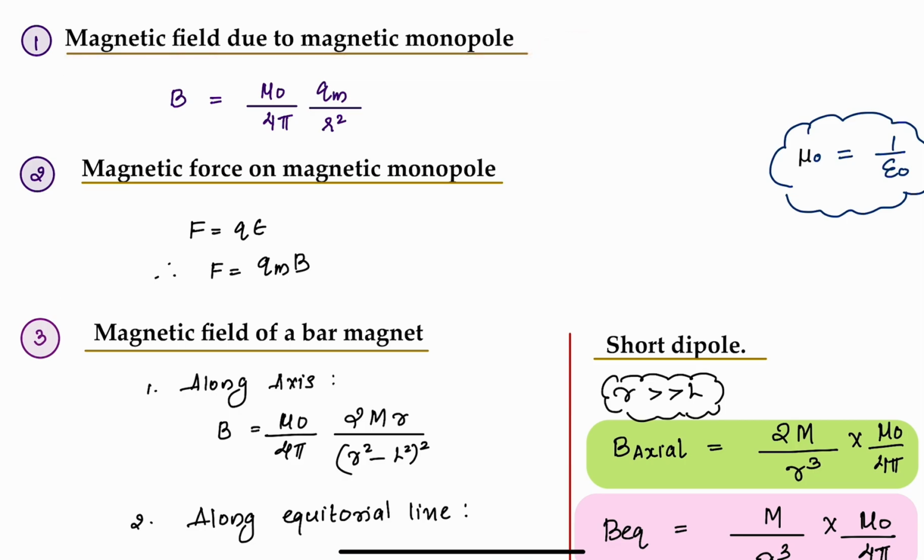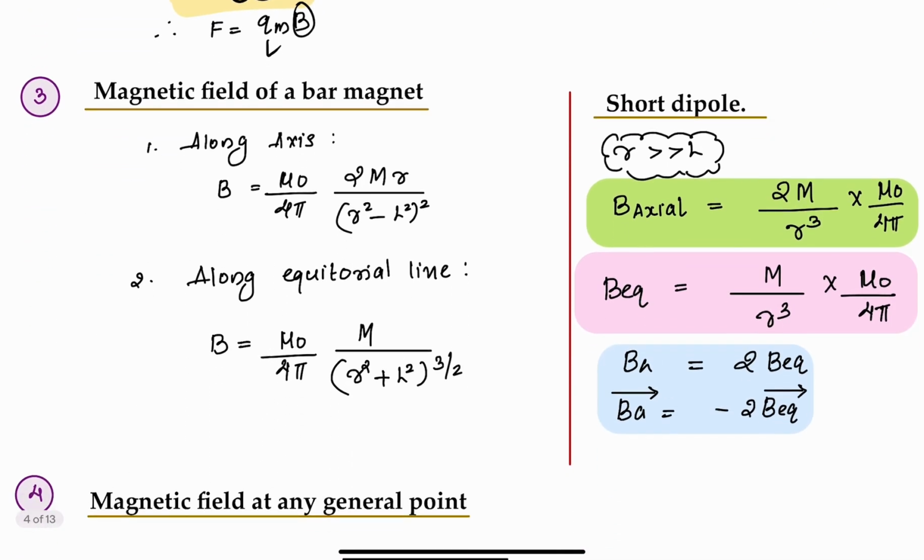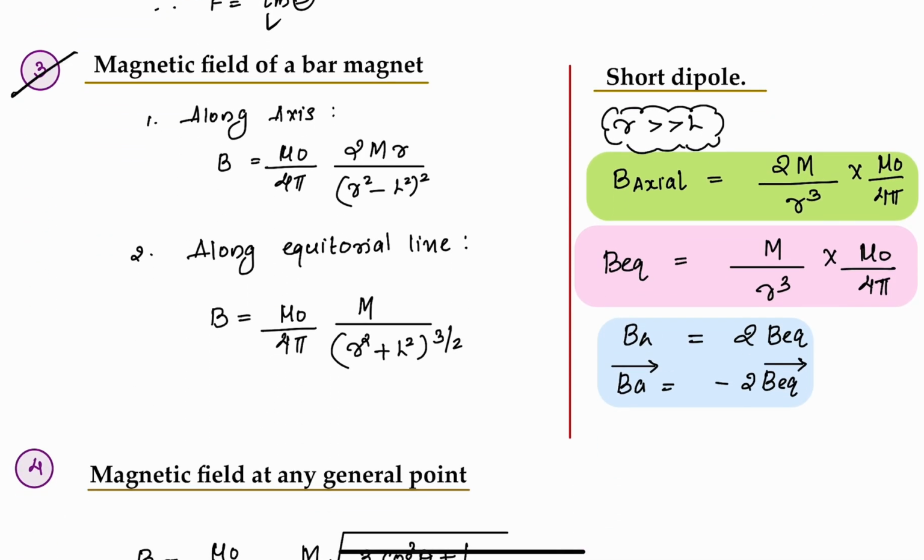Magnetic field due to a magnetic monopole is equal to mu 0 by 4 pi into Qm divided by r square. Magnetic force on a magnetic monopole: electric force is Q into E, so Q is substituted as Qm pole strength, and E is substituted as B for the magnetic field. Magnetic field of a bar magnet along the axis is mu 0 by 4 pi into 2 m r divided by r square minus L square the whole square.